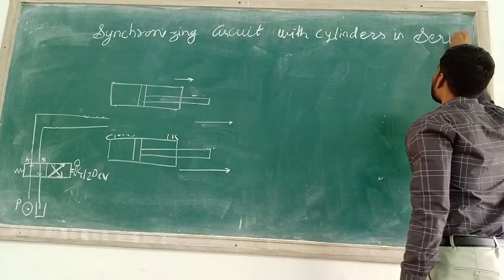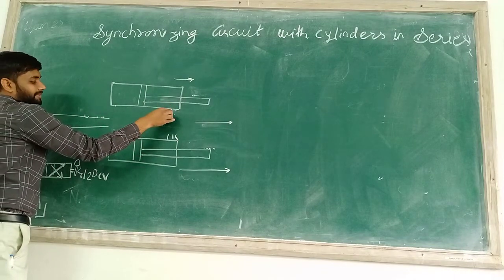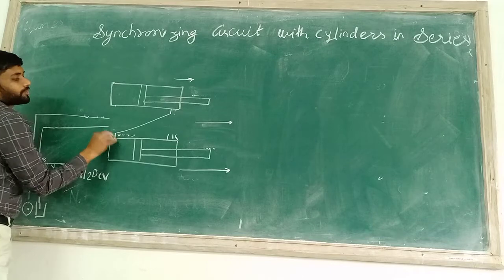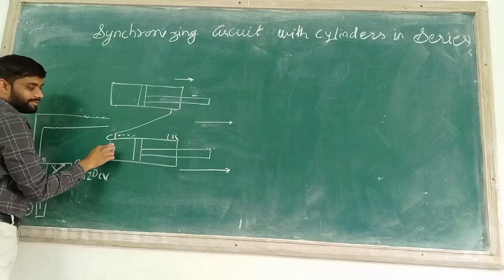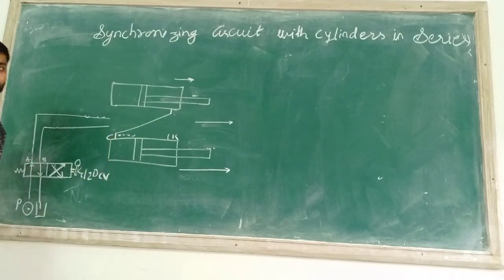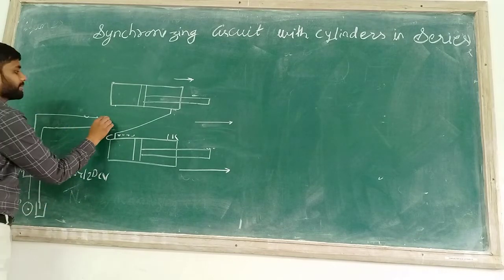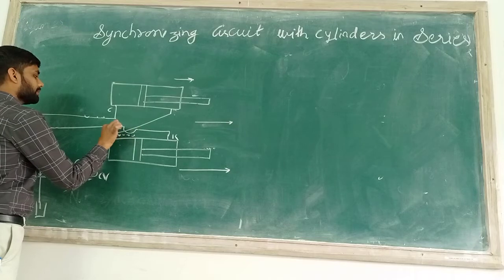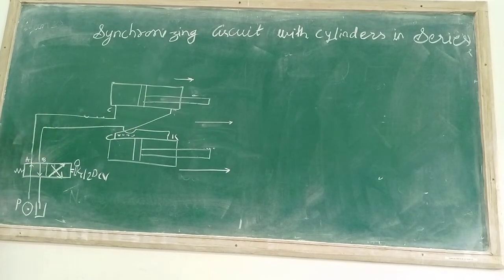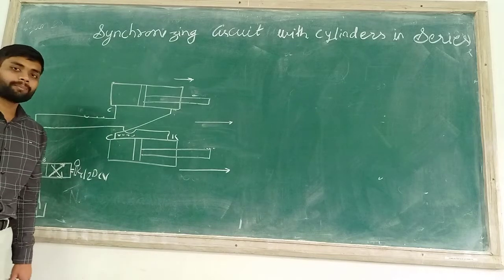You can say that you are connecting two cylinders in series when the exit port of one cylinder is connected to the inlet port of the second cylinder. At that time you can say that these two cylinders are in series. Look, we connect this inlet port, and the exit port of this one is already bypassed here. Okay, now in this parallel-series connection synchronizing circuit, you do not need a flow divider.